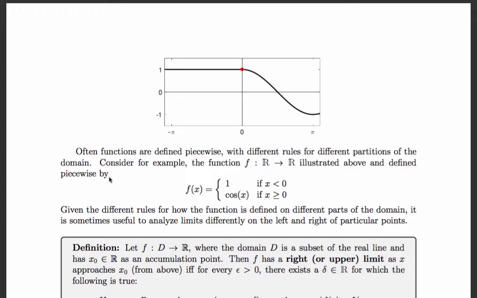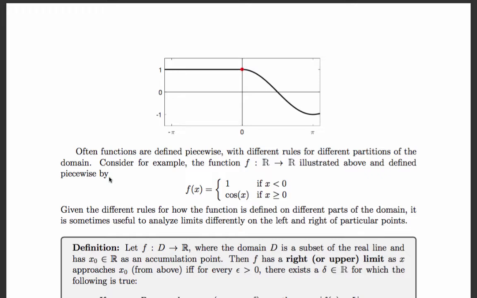Consider, for example, the function that maps the reals to the reals, f of x equals 1 if x is negative, and cosine of x if x is not negative. Given the different rules for how the function is defined on different parts of the domain, if I wanted to analyze the limit of the function as x approaches 0, the point at which our definition changes, it's sometimes useful to analyze limits differently on the left and right of the particular point.